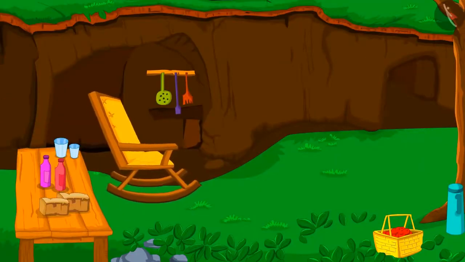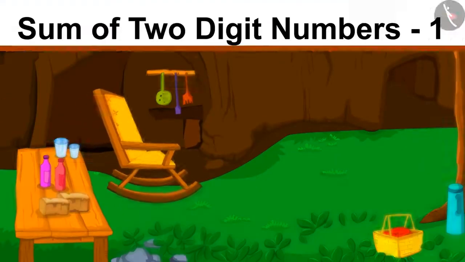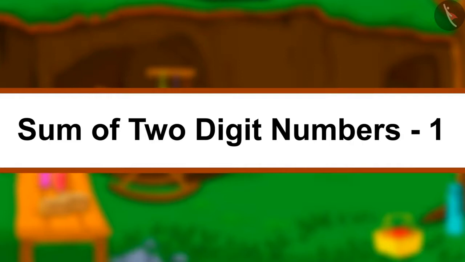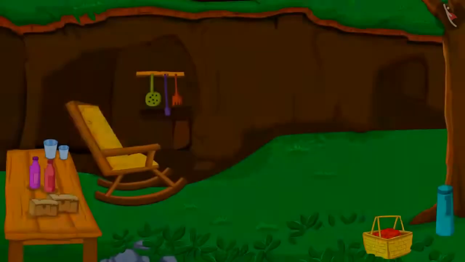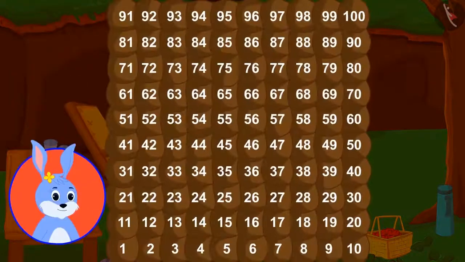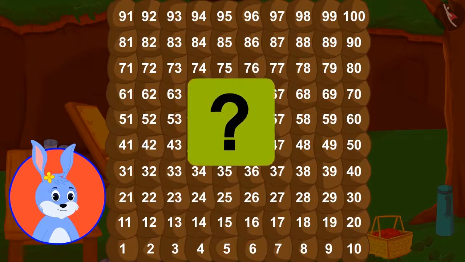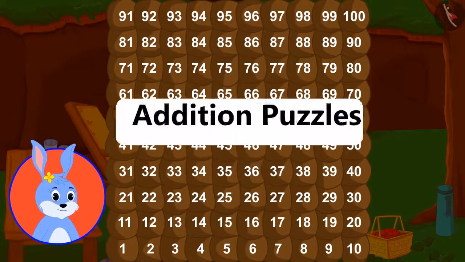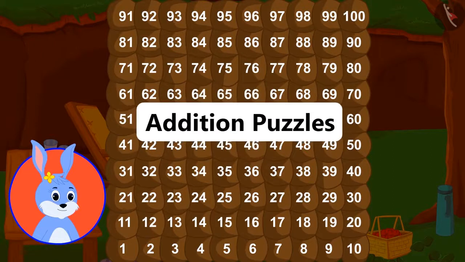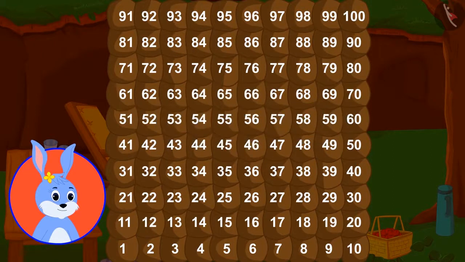Let us quickly learn to add and subtract the double-digit numbers while moving around Bunny's house. Bunny's mother has hidden something special in these rooms for Bunny. To find out what it is, we have to solve some addition puzzles. On solving the last puzzle, we will find the hidden objects. Let's get started.